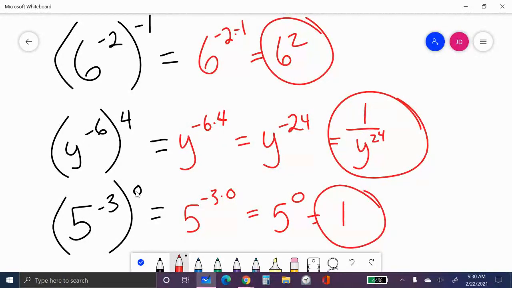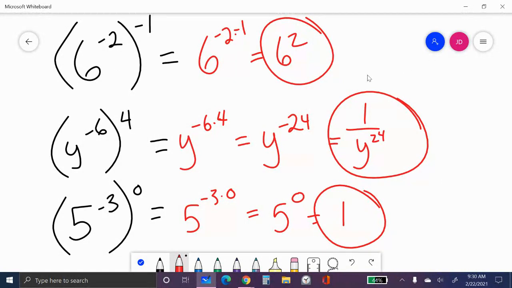You could also take a look at the beginning here. It doesn't matter what this is in parentheses. You could have a lot of different numbers inside of this entire thing. And if there's a 0 on the outside, it's always going to, again, equal 1. All right. So that's our lesson today with negative and 0 exponents.